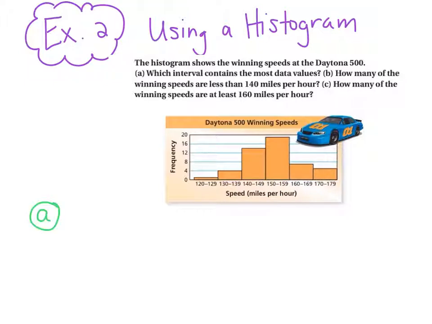And for question A, where we're trying to determine which interval contains the most data values, you're literally just going to look for the tallest bar, because this one is the one that happened the most, or had the most frequency or frequent number of data values. So in this case, it was the 150 to 159 miles per hour that had the most number of winners in that particular range.